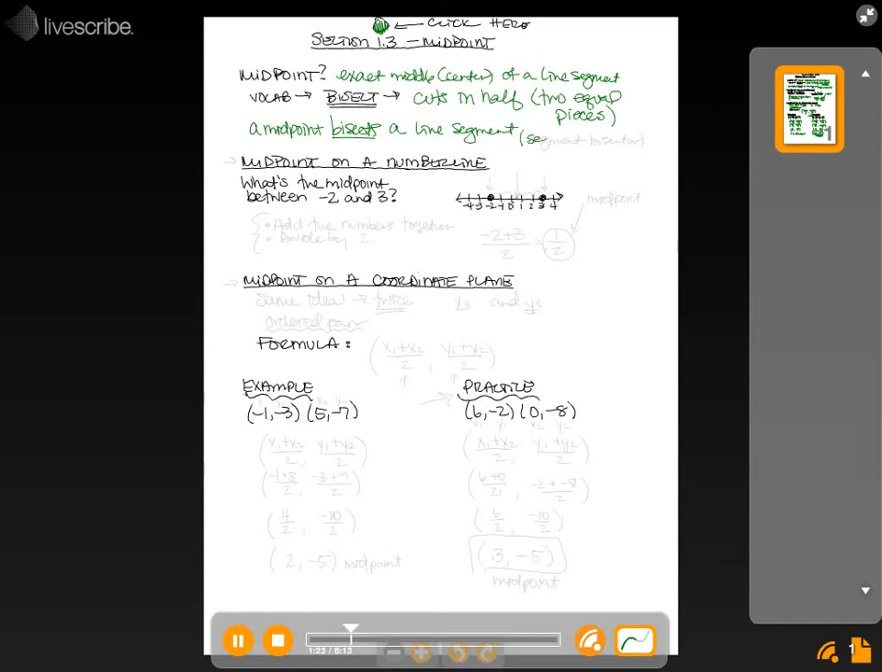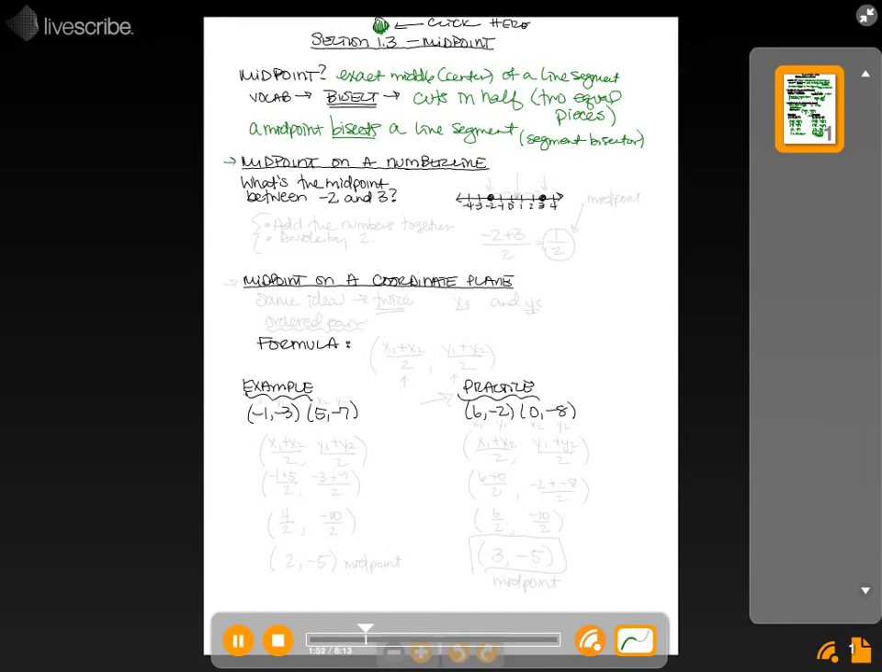It's also called a segment bisector. You might see that. It's not the only thing that could be a segment bisector. A segment bisector could be a line or another line segment that cuts a line segment in half, but it will always go through the midpoint. So the midpoint is where it bisects, where it cuts it in half. That's important to know. Okay? Keep that in the back of your brain. We're not going to talk about that so much in this video, but you need to know what bisect and bisector mean.